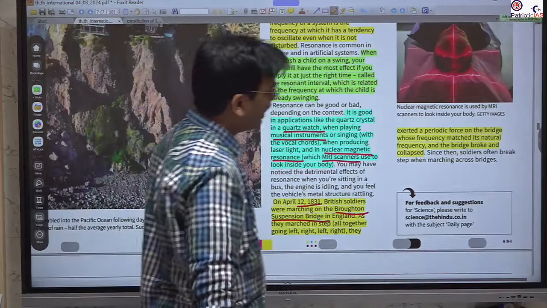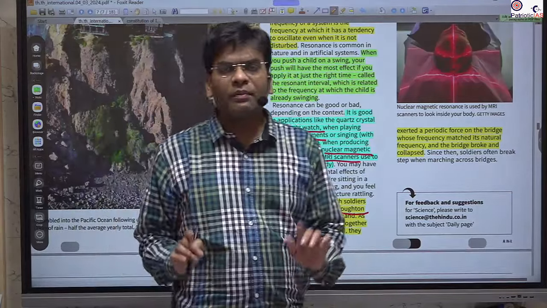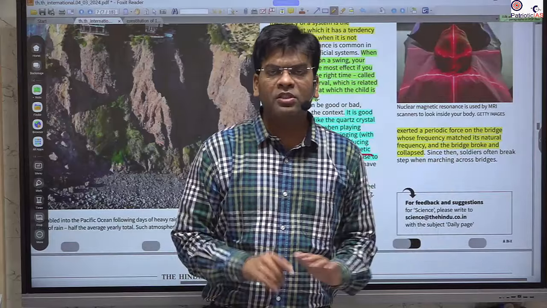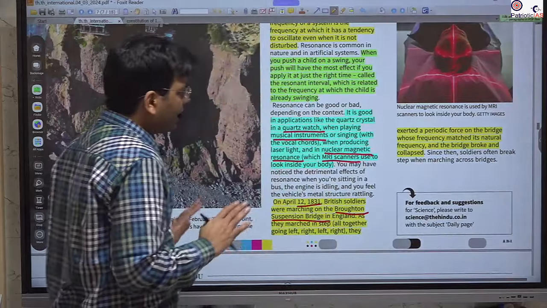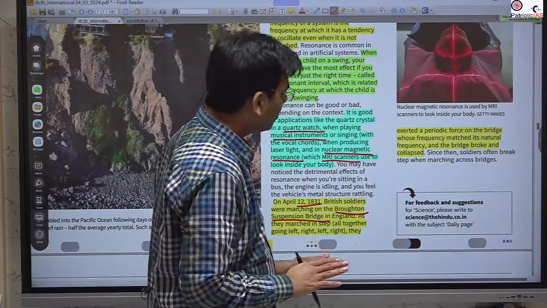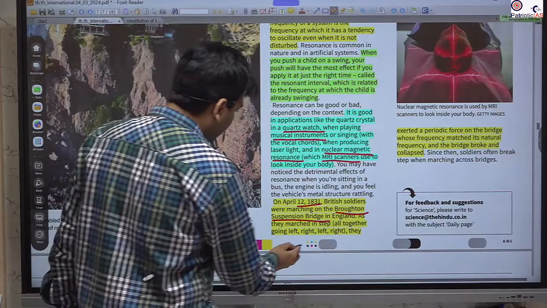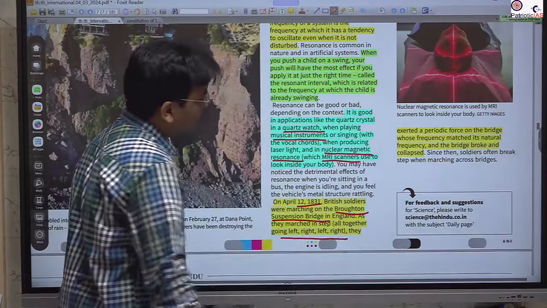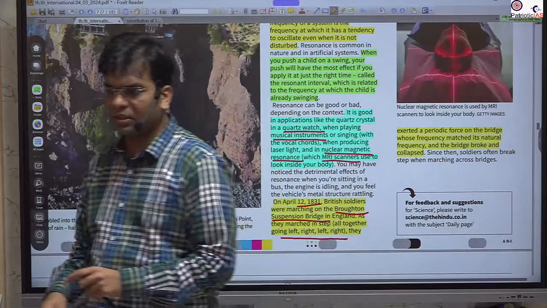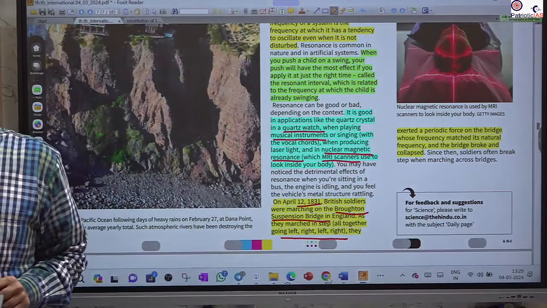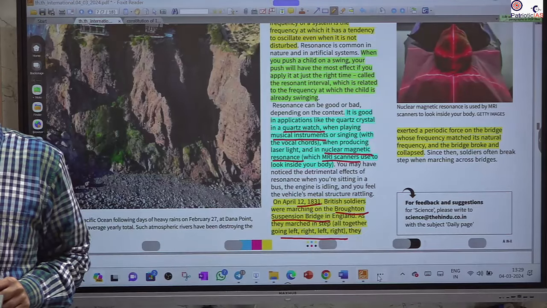After this collapse, there was a rule that whenever the army passes through a bridge, they do not go with their natural way of left right. You must have heard this. Let's watch a video to get clarity on it. Okay, we have a video.